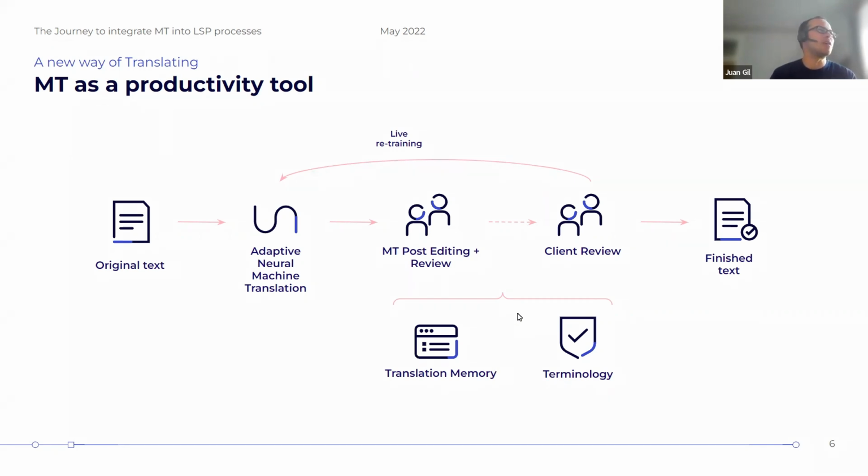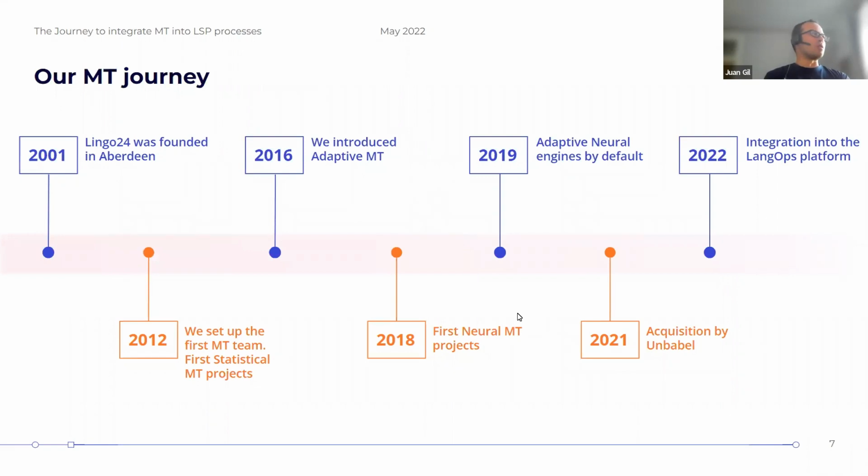Let me take you to the actual timeline of the journey. Lingo 24 was founded in 2001 as a startup in Aberdeen, with the .com bubble at the time. I then launched it in the 2000s in Romania, Panama, and the Philippines to offer a 24/7 service. And we are headquartered in Edinburgh, which has a very strong MT research group in the university, and that can also help understand some of our decisions.